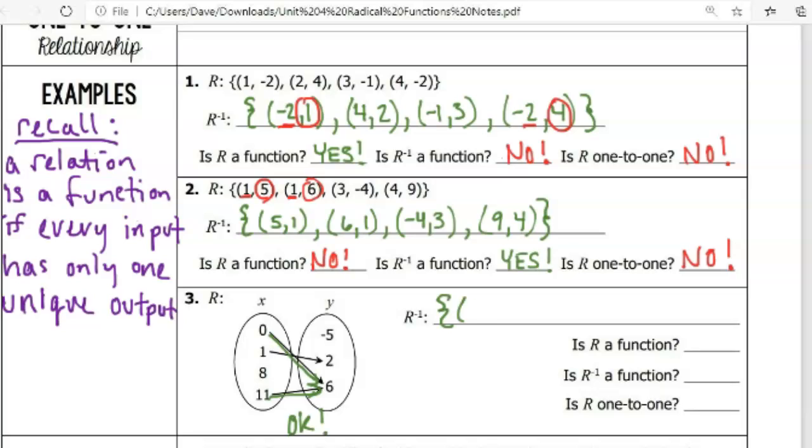But if we go ahead and reverse these directions, and so if we go from 6, 0 and then 2, 1 and 6, 11, again, notice that even though the first one is a function, the second one is not. And so that tells us that, again, this is not one-to-one. So you're going to be looking for whether the relationship is a function, and also if its inverse is a function. If both of those are true, then it is one-to-one.